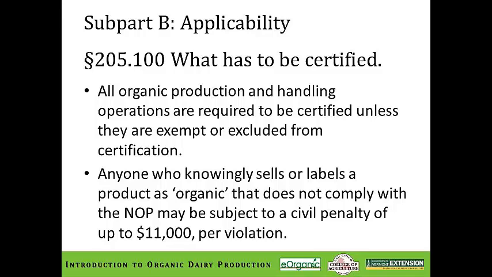This is 205.100, which is what has to be certified. Basically, all organic production and handling operations have to be certified unless they fit into one of the exemptions or exclusions from certification. And this section also goes on to detail that you may face civil action or be fined if you knowingly sell a product as organic which does not comply with the National Organic Program standards.